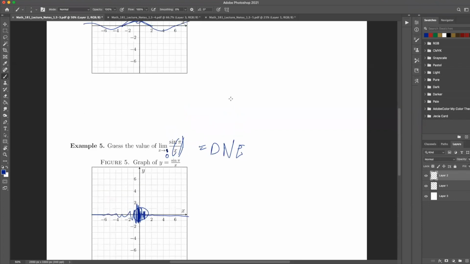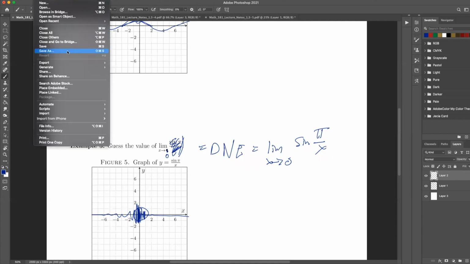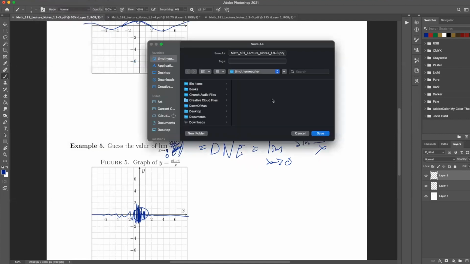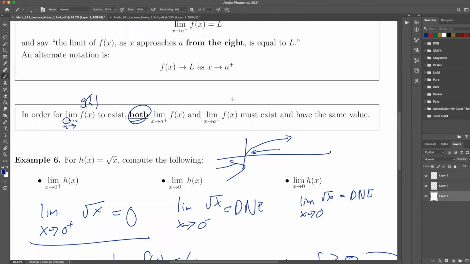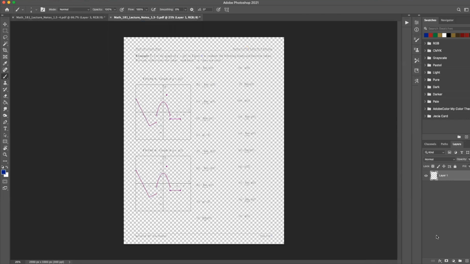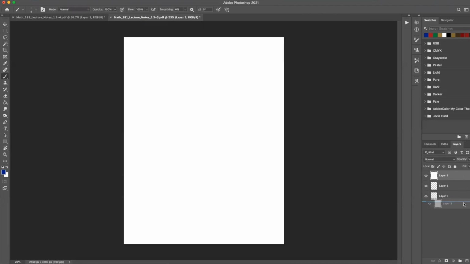Let me rewrite this real quick for you guys. This is the limit as x approaches 0 of sine of pi over x. Sorry about that, I just need to triple check these things. All right, let's go ahead and save this. Export as PNG, and then we'll close it out so we have room. All right, so let's look right here. We may not do all of these, but I do want to have enough to choose from.